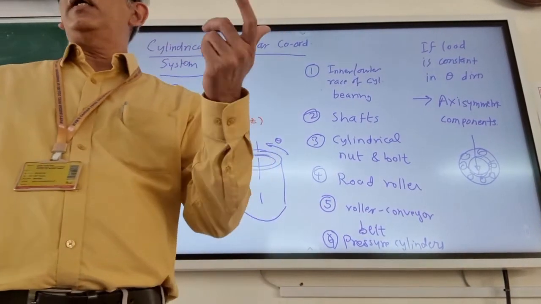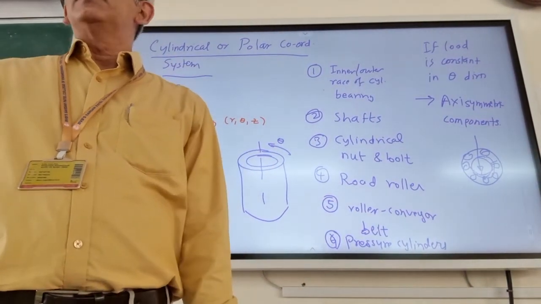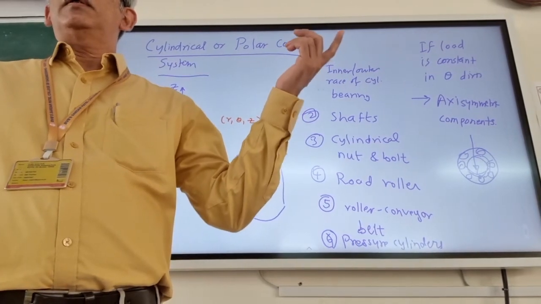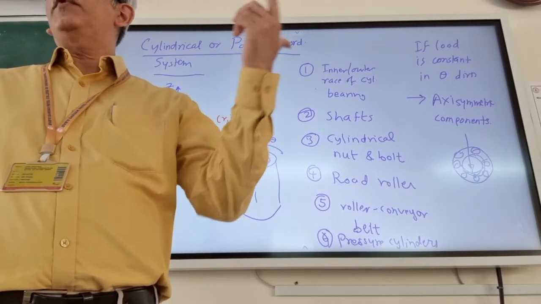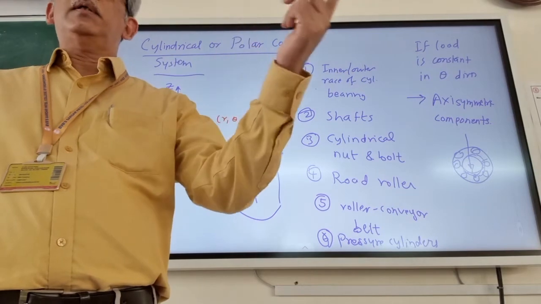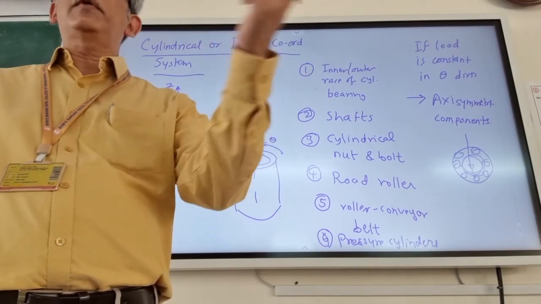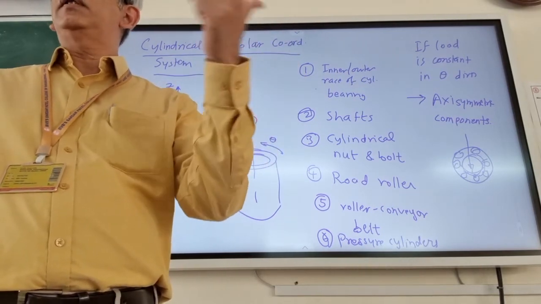Okay, so for this particular inner race of the bearing, can you think of any other load which will be axisymmetric, or which is not varying in the theta direction?